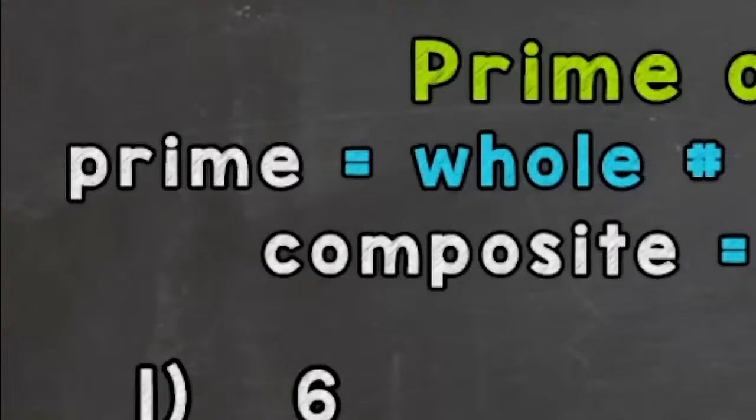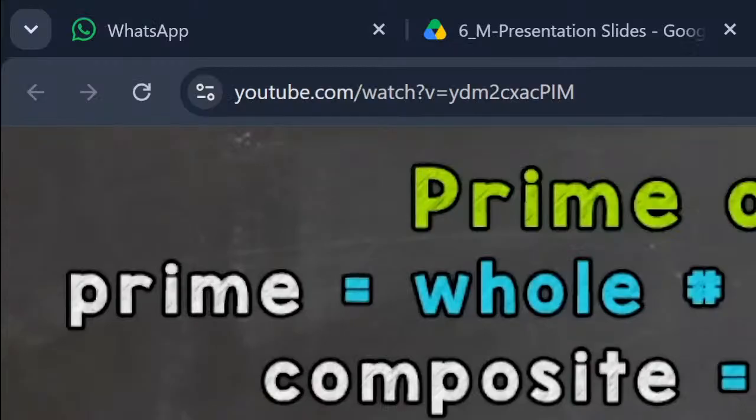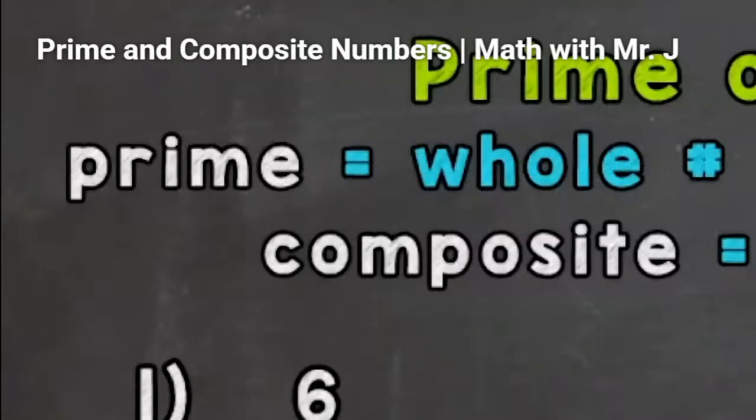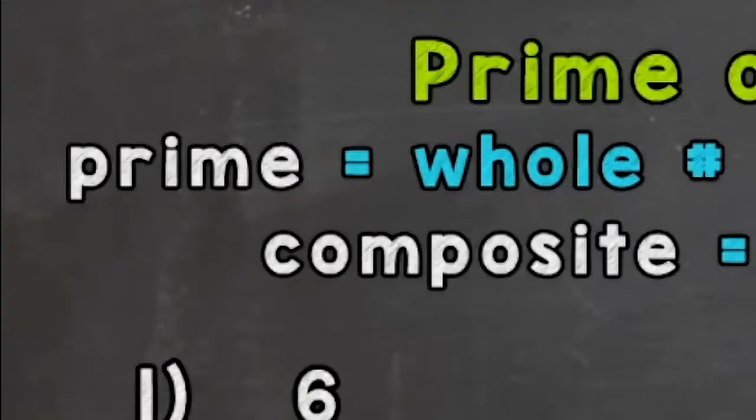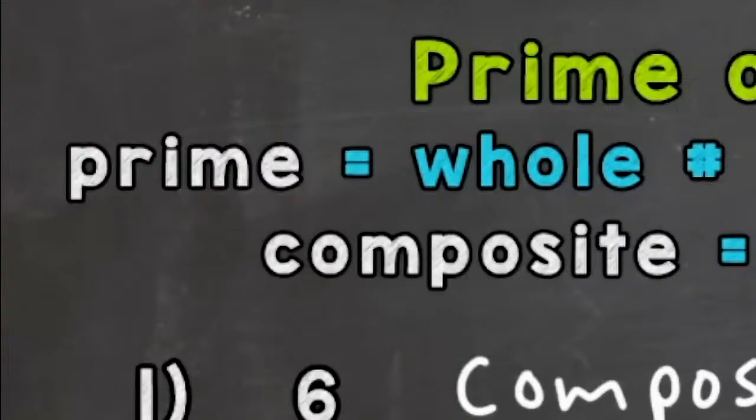So let's think of all the factors of 6. Which numbers can we multiply together to equal 6? I know that I can do 1 and 6 to equal 6, right? 1 times 6 or 6 times 1. Any other numbers that can go into 6? Well, I know 2 and 3 as well. So this 6 has factors other than 1 and itself. We have a 2 and a 3 here as well. So it's automatically composite. A prime number will only have 1 and itself as the factors.